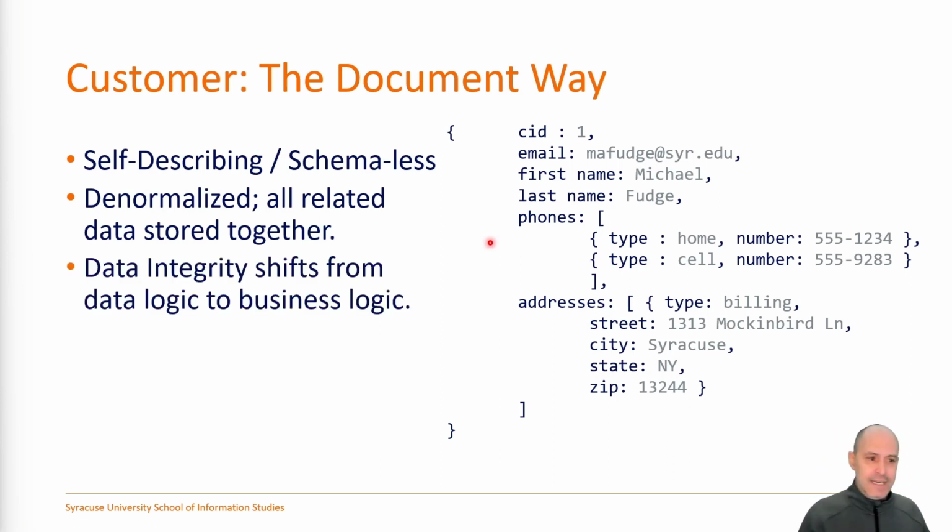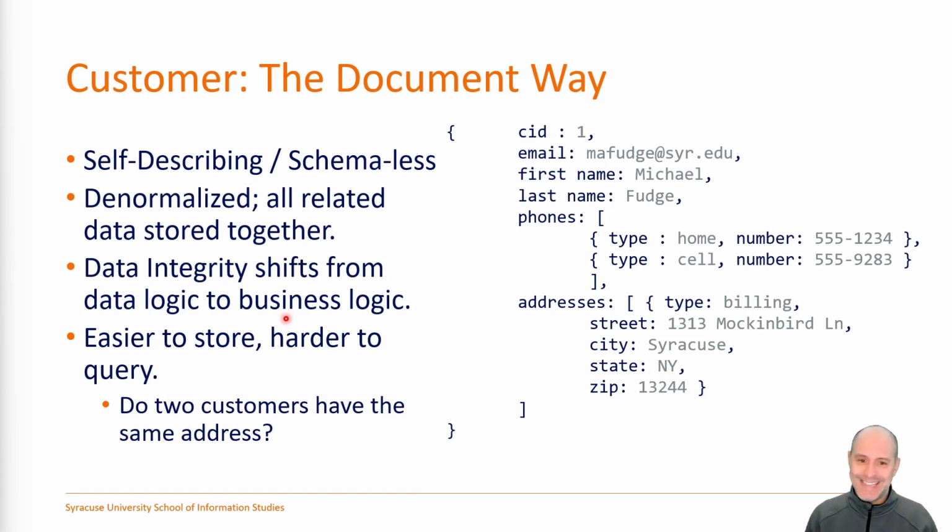The data integrity now shifts from data logic, right? When we had those tables, we had referential integrity and stuff. We don't have referential integrity here. What if I insert the same phone number again? Oh, well, it's in there twice, right? So now the data integrity responsibility is on the programmer. It's business logic. It's no longer data logic. There's very little data logic, if any, in a document database. There just isn't. You are completely selling out on data logic.